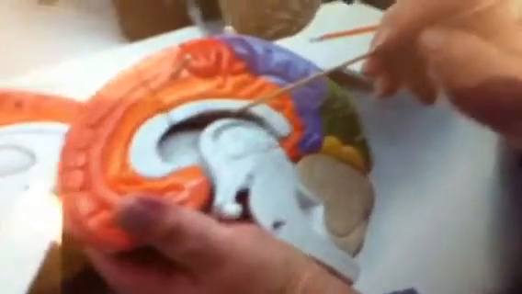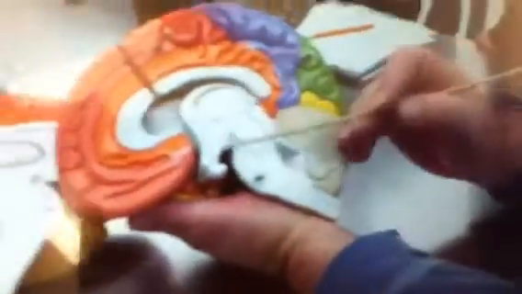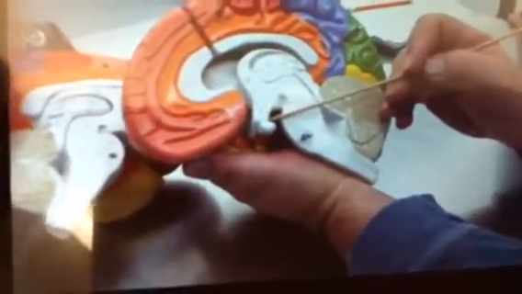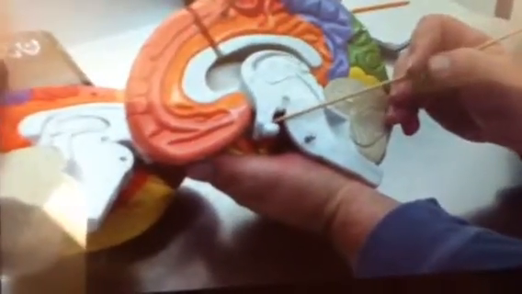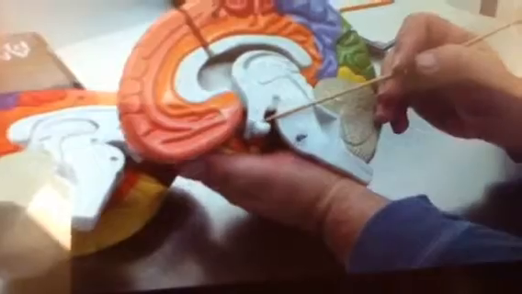Okay, so here's that mid-sagittal section again. In this case, we can see that there's no septum pellucidum, and we can see into the lateral ventricle. And in addition, we can see the pituitary that's just hanging off the hypothalamus. It's connected to the hypothalamus by a stalk called the infundibulum.